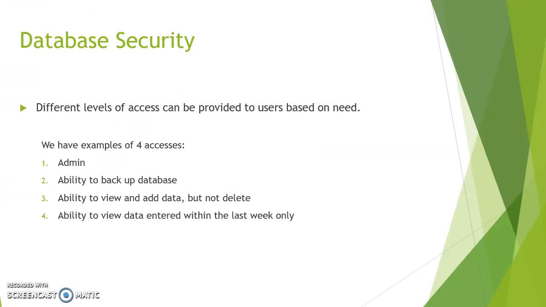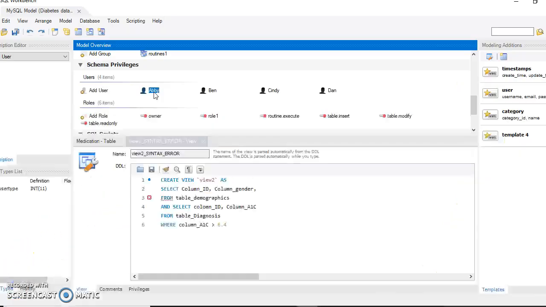Database security is very critical to securing personal health information. Different levels of access can be provided with this diabetes registry to users based on their needs. We have examples of 4 accesses. We have administrator, we have the ability of an individual to back up the database, we have the ability to view and add data but not delete data, and the ability to view data entered within the last week only.